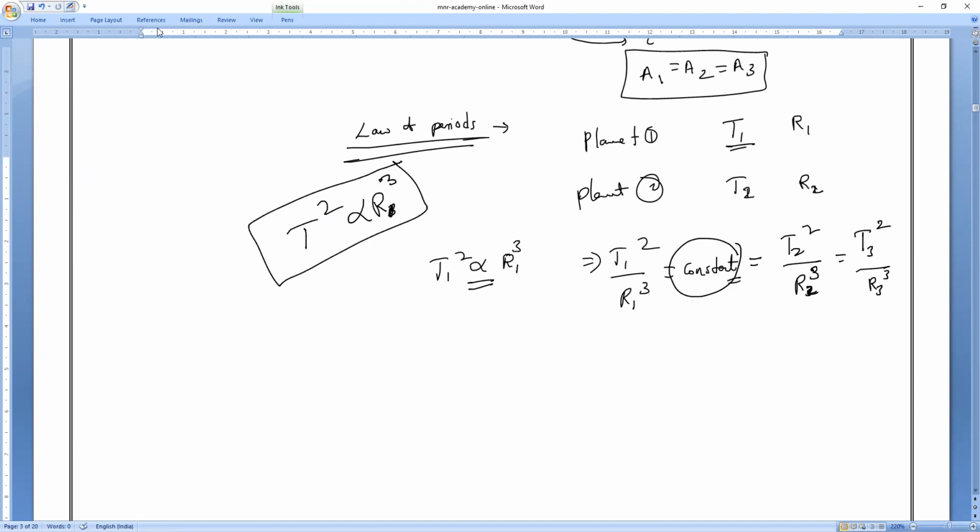So this is only Kepler's third law, which we studied in yesterday's class. Am I right, everyone? Please respond. All of you? Yes, sir.